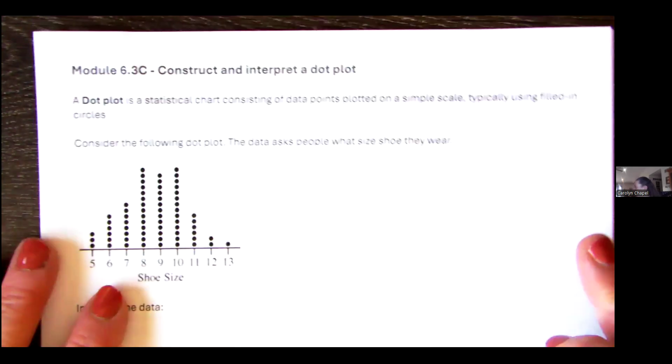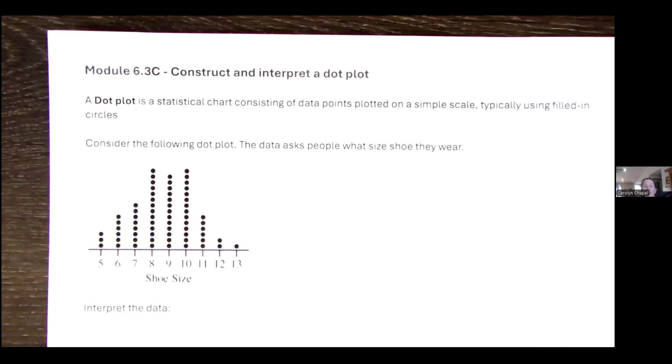Another type of graph that is not usually done using Excel, because again, it's not a very common one. More commonly used would be a bar graph. So this is considered to be a dot plot. A dot plot is basically putting a dot for every single data point.